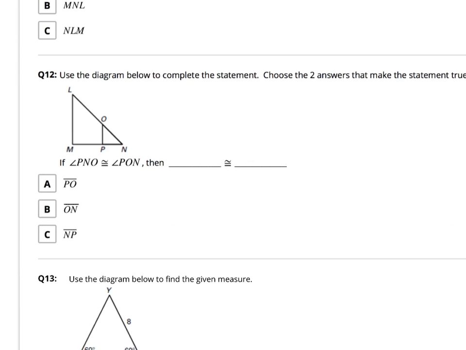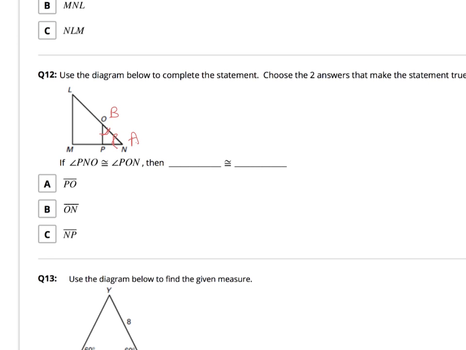Question 12, just like 11, we've got to figure out what we've got to put in here to make this true. Now this one's a little different. They're telling us that PNO, this little angle right here, and we'll call that angle A, is congruent with PON, which is this guy right here. We'll call that angle B. Okay. So if those 2 angles are equal, which segments are equal to each other?